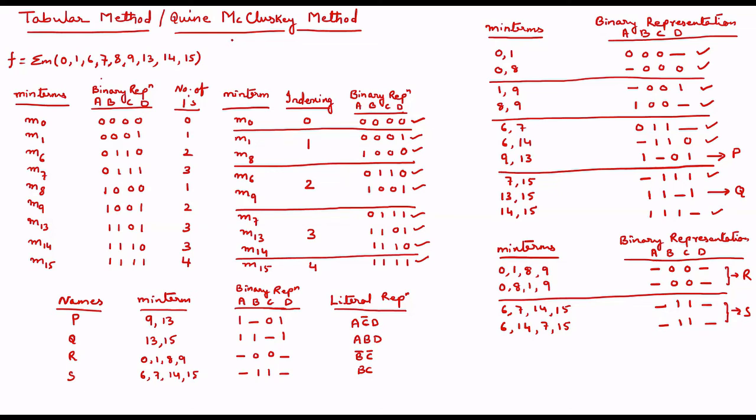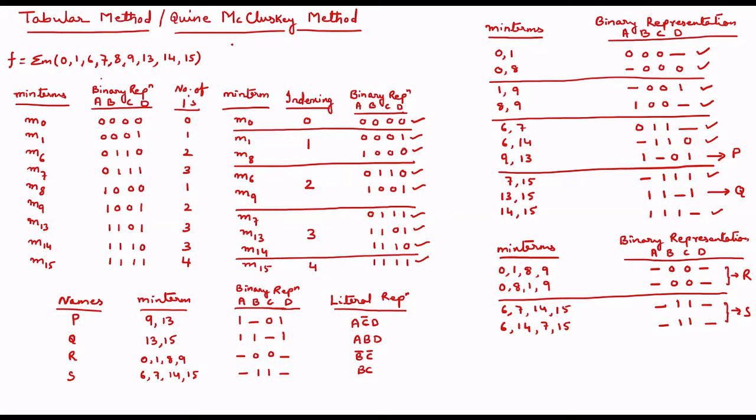So in this video we are going to study the tabular method, or Quine-McCluskey method. What is the need of this? Actually the K-map method is good enough, but nowadays we are using automated systems where we need to write this method. We can easily write code for this method and implement it. That's why we are using this method.